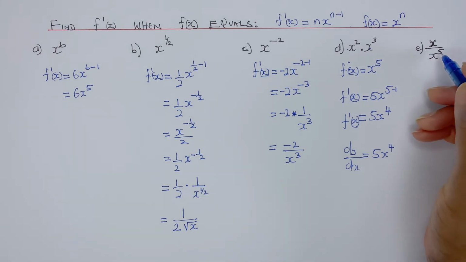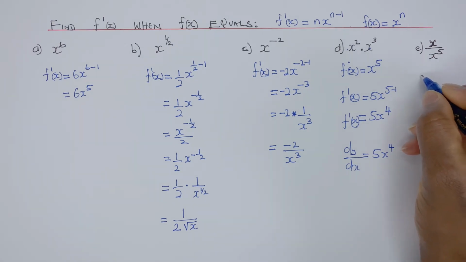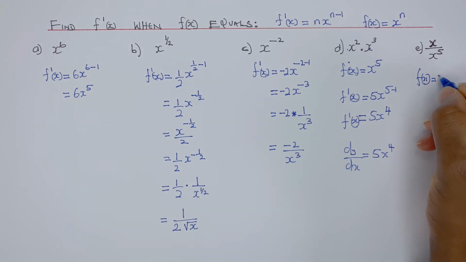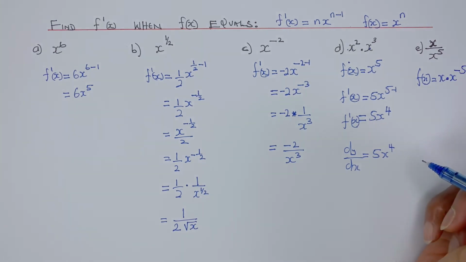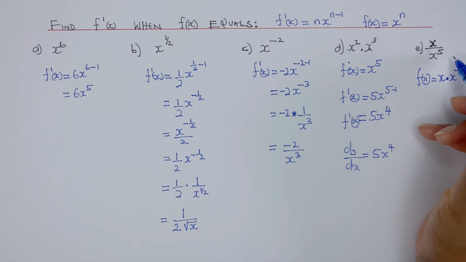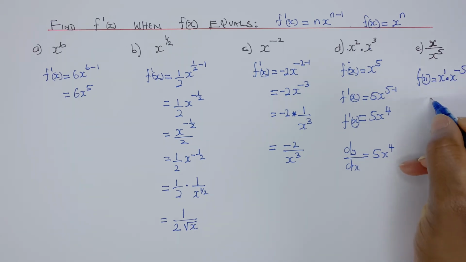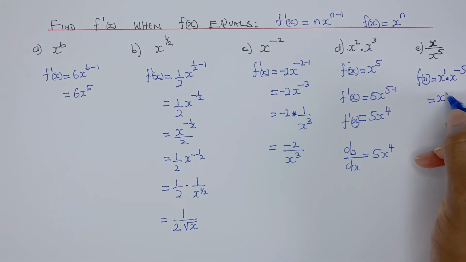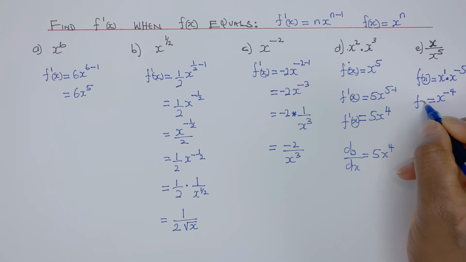Finally, that one here. Again, this is quotient rule because you're dividing. Again, if you can simplify, you don't need to use quotient rule. So in this case, we have f of x equals, according to indices, x to the power minus 5. Because this is dividing, so that will become x to the power minus 5. And this is power 1. Because you're multiplying now, you can add the power. So that will be x to the power minus 4 for f of x.